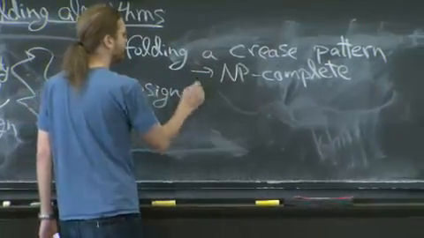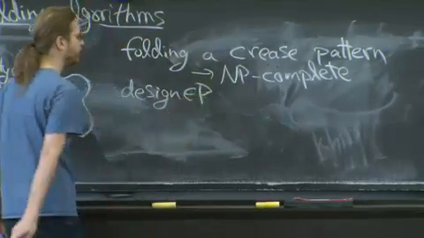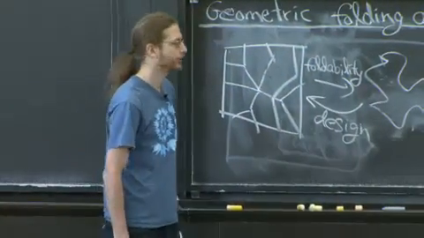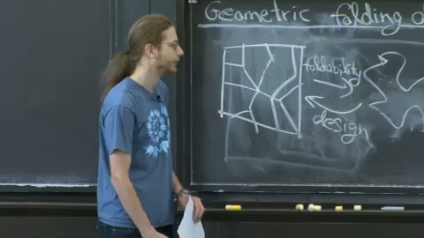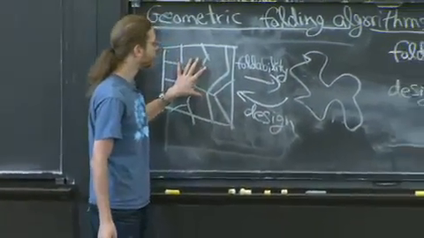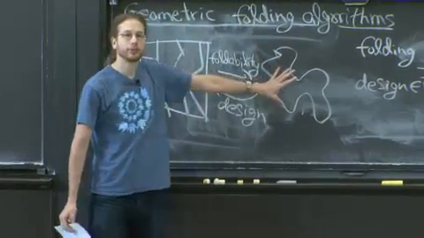And there's all sorts of different versions of the design problem. Some of them you can solve in polynomial time. Some of them you can't. If you really want sort of optimal design, that can be NP-complete again. But in particular, there's a way to fold any 3D shape you want.